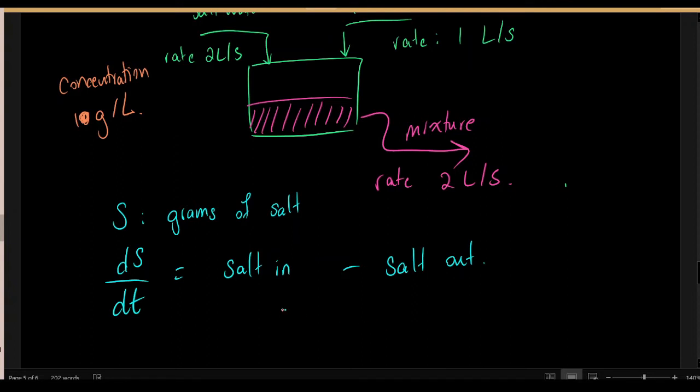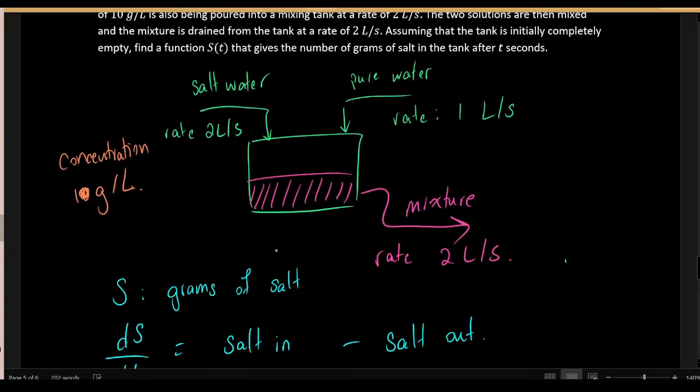Okay, now the easier one here is salt in. Salt water is coming in, and that liquid is coming in at a rate of 2 liters per second. The concentration of salt in that water is given by 10 grams per liter. So if I do a unit analysis and multiply those two quantities together, 20 grams of salt per second.